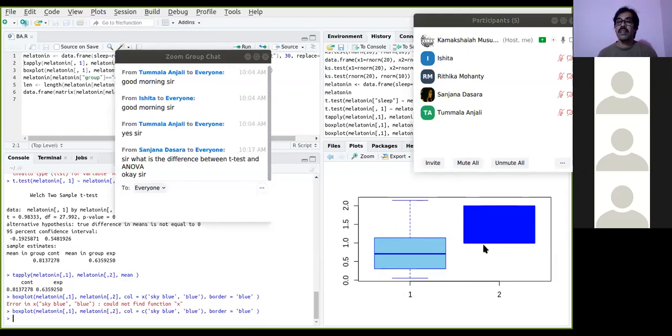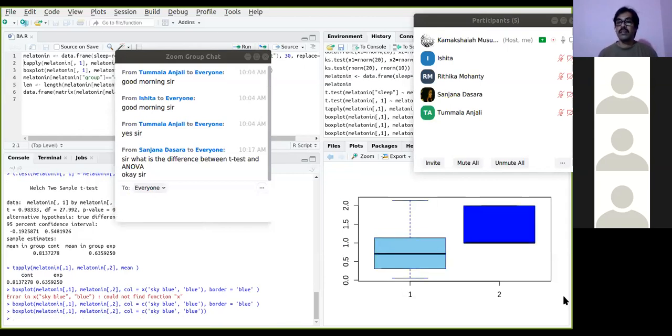You see here, black, I think we'll leave it black, because we're not able to see otherwise. Okay. Yeah, you see here the difference between the medians. These thick black lines are medians. The difference, I think it is significant.